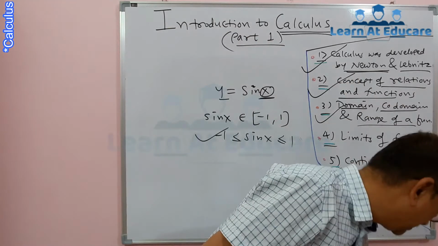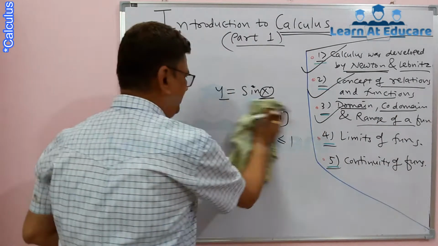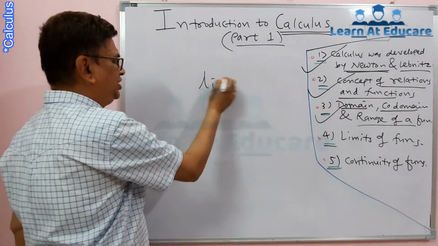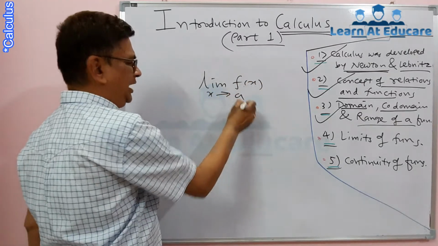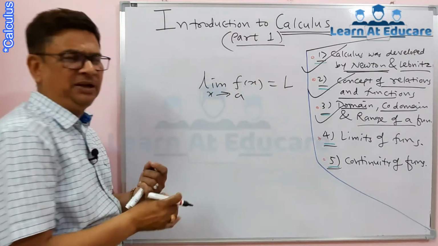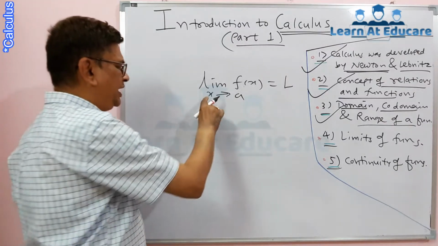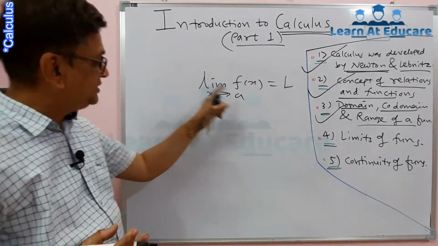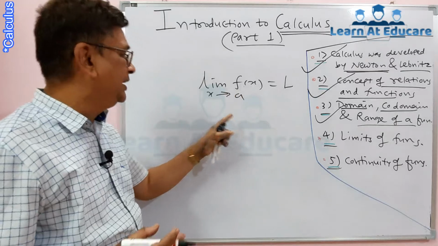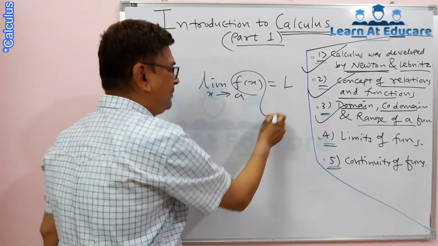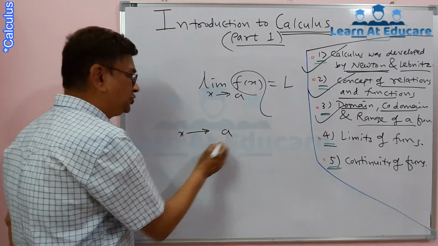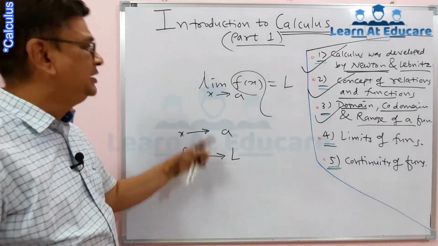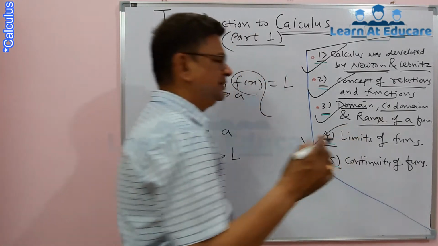Then in calculus the next part is to know limits of functions. It is denoted in general by limit f(x) as x tends to a, and suppose this value is denoted by capital L. What does this limit mean? It means when x tends to a, that is x approaches a. I repeat, x tends to a means x approaches a. At that time, f(x) will approach some value denoted by capital L, and then it is called its limit. That is the limit of a function.